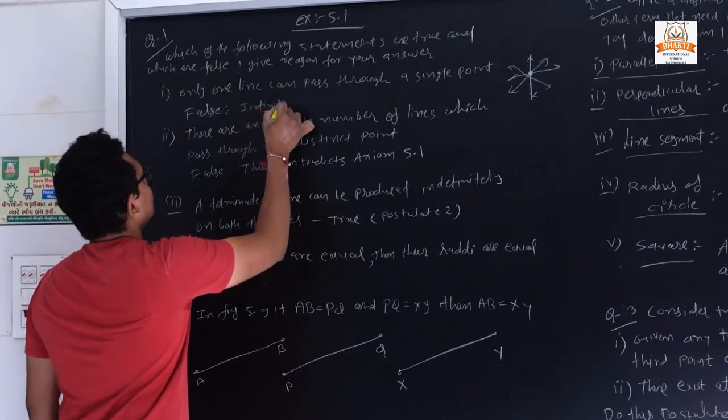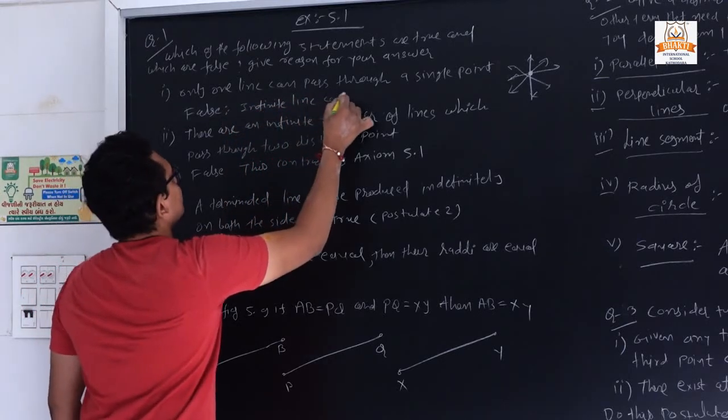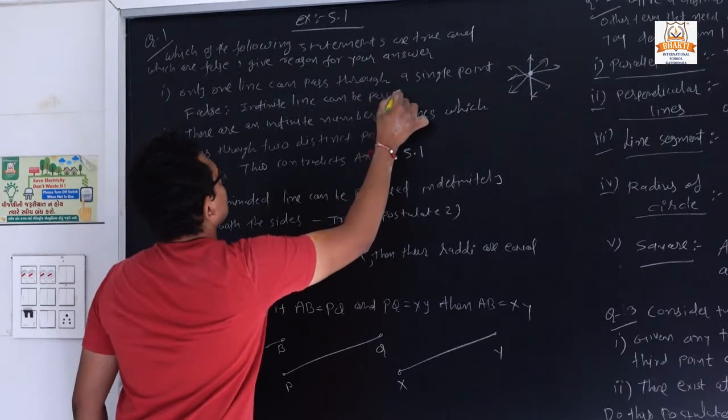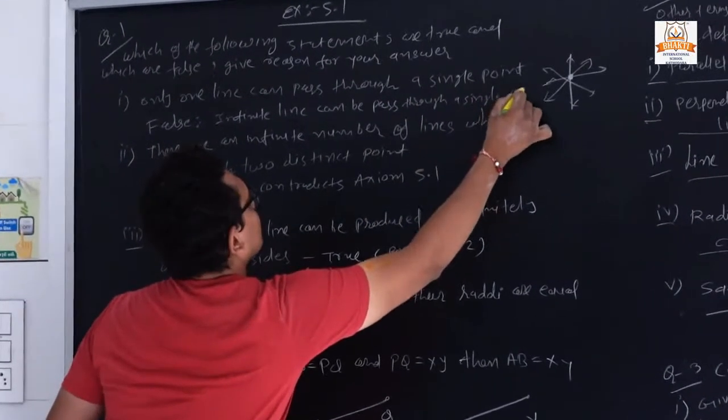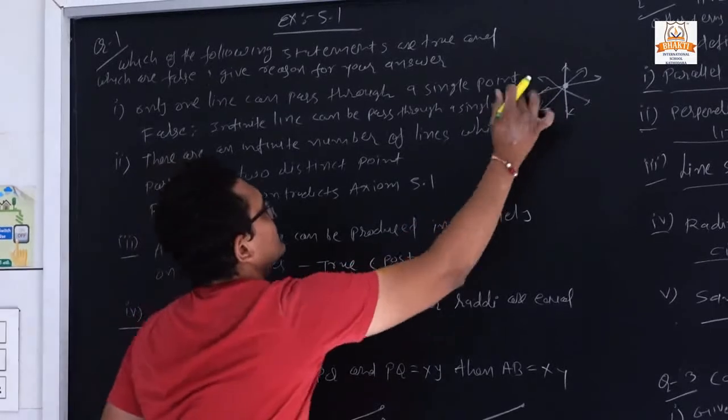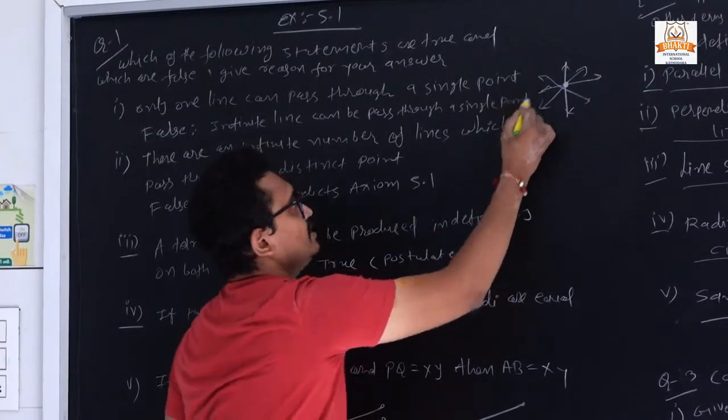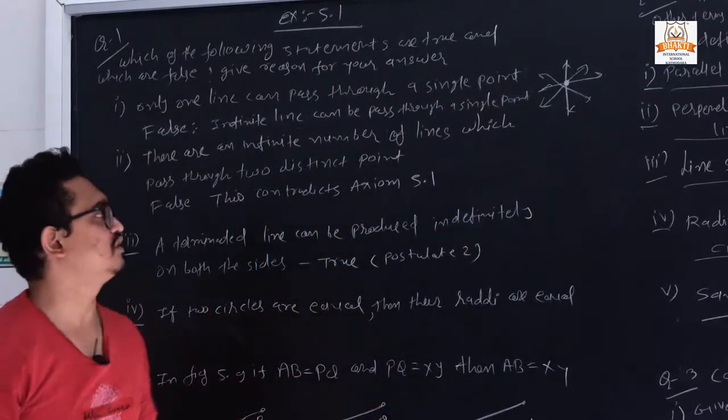Infinite lines can be passed through a single point. Clear? So the first statement is false.